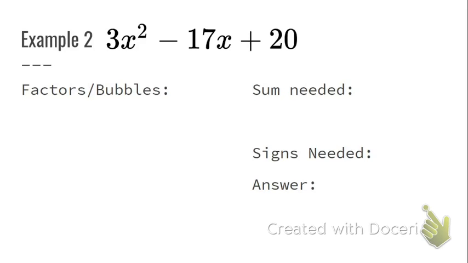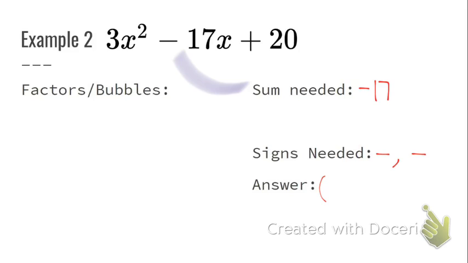Again, the sum that we need comes from this middle term. So the sum needed in this case is negative 17. For the signs we need, we're trying to multiply to a positive, which means the signs need to be the same. We are trying to add to a negative. That means both of our signs need to be negative.